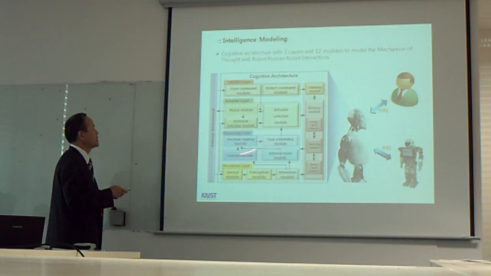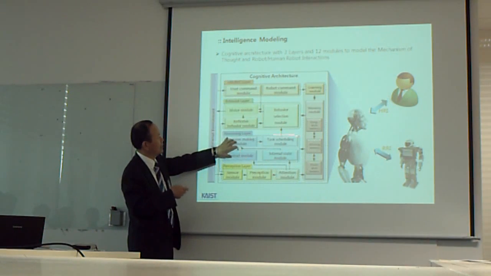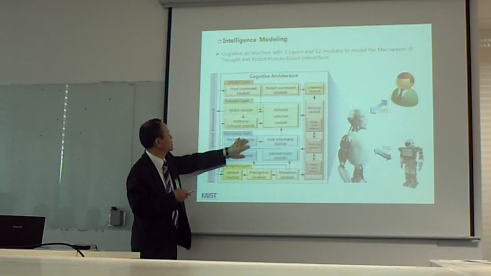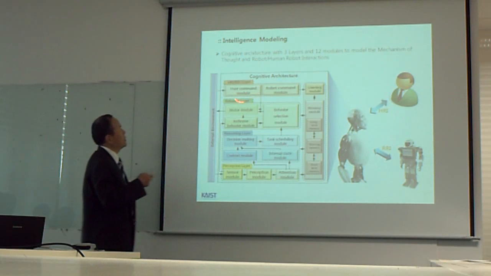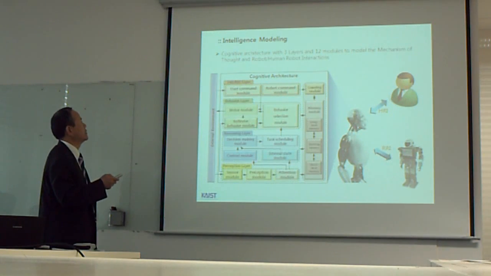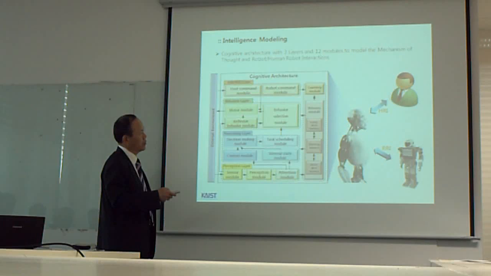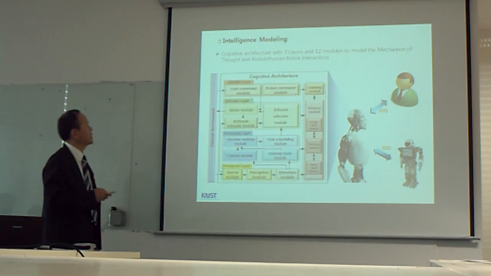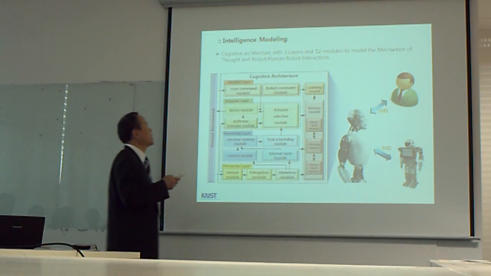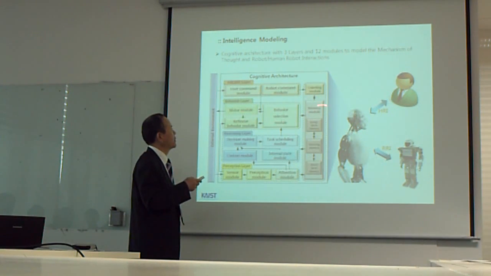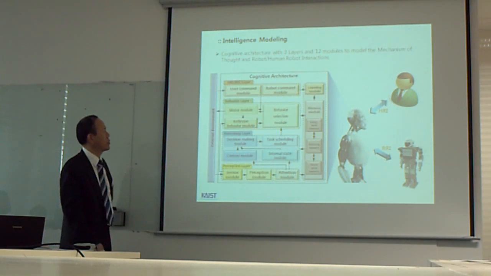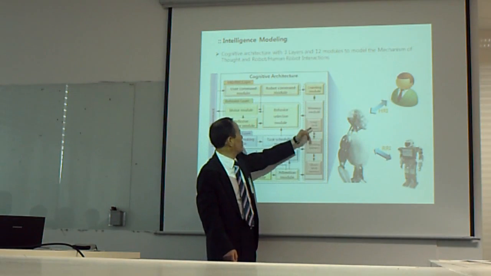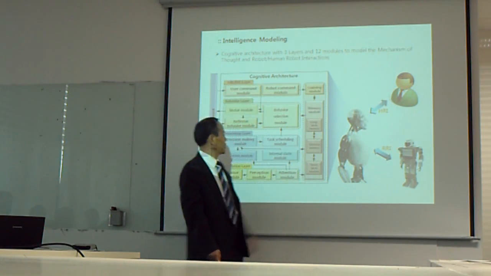And also, this one is the reasoning layer. I mean, the thinking mechanism is installed in this layer. And this one is the behavior layer. And additionally, we need this one, the robot command module for robot-robot interaction, and the user command module is for HRI, human-robot interaction. And this one is the learning module; by changing the contents of memory, the robot can behave properly. So in this memory module, there is long-term memory, working memory, and short-term memory.